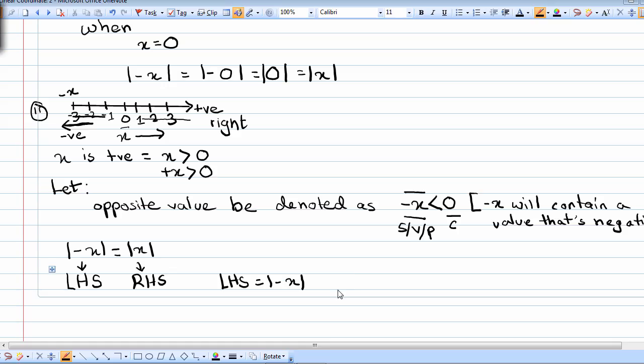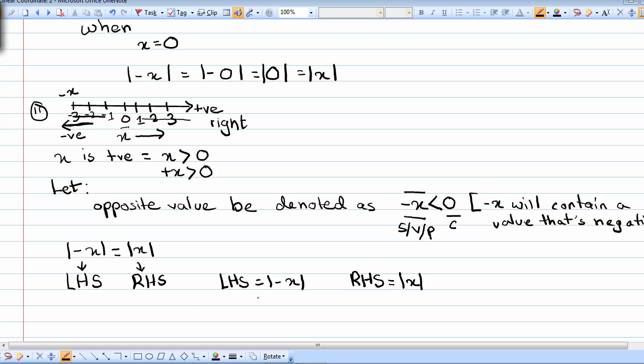So let's also include the right hand side so that it becomes clear for us. So the right hand side contains the absolute value of x. Now we are going to transform this left hand side so that we can prove this equation. We're going to transform the absolute value of minus x into this absolute value of x.